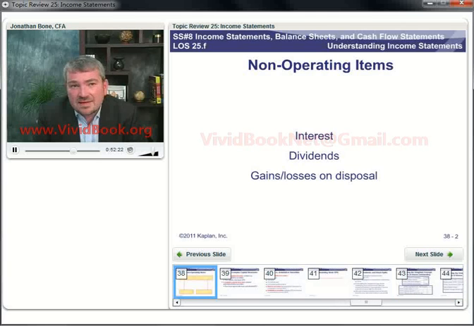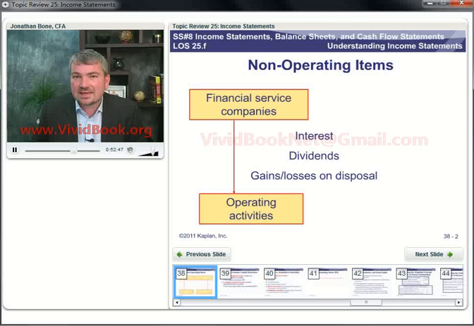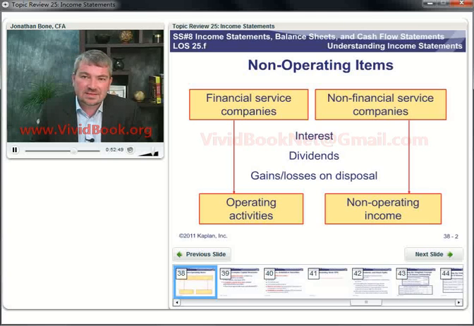If receiving investment income and making gains and losses is not part of your core operations, so let's take the example of Kaplan. Kaplan is a training and education provider, not essentially an investment bank. So receiving dividends, interest, and making gains and losses on investments are not part of the core activities. So we need to see it reported as non-operating income. So for a financial service company, it is an operating activity. For a non-financial service company, then we're going to treat it as non-operating income. Keep it away from the results from your core business operations.